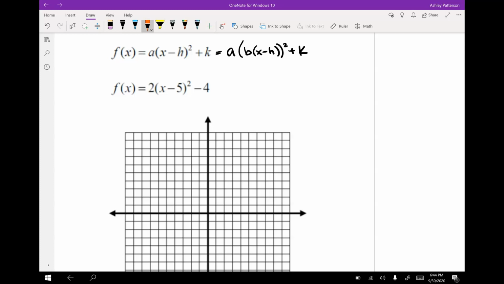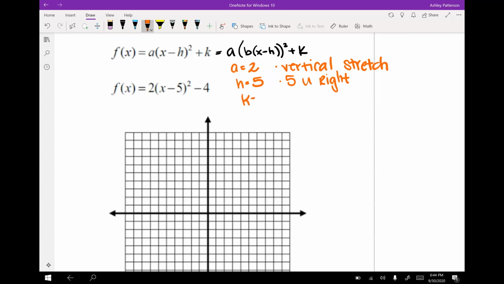So our a value is 2. A is always in front of the function. And since 2 is greater than 1, that means we're going to have a vertical stretch. Our b value is 1, so that means we do not have a horizontal stretch or compression, nor is there a reflection. Okay, so let's keep going. H is 5. Opposite sign always, so that means we go 5 units to the right.